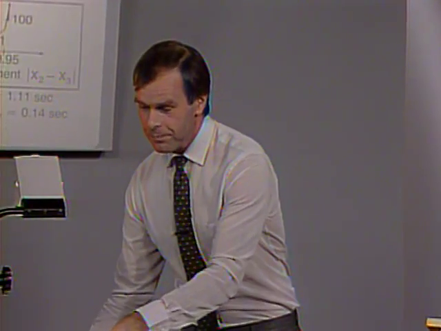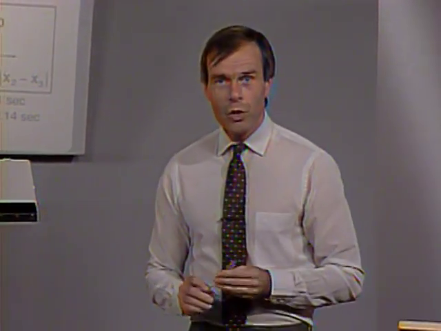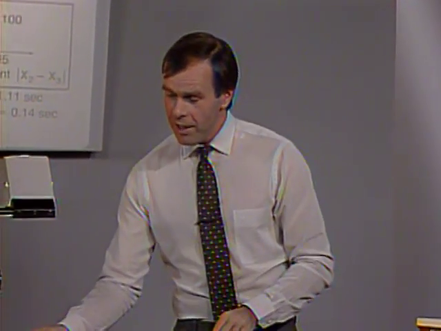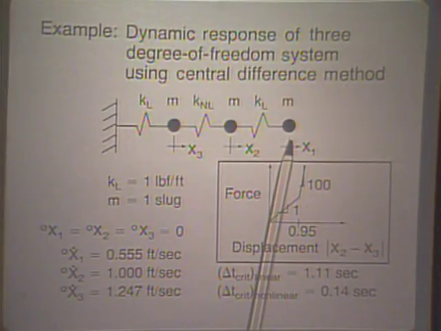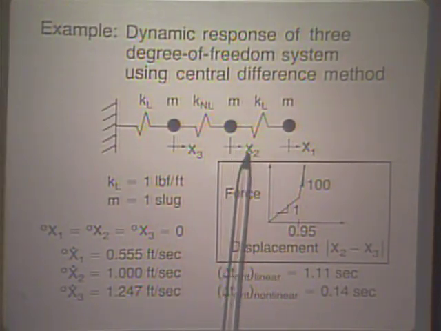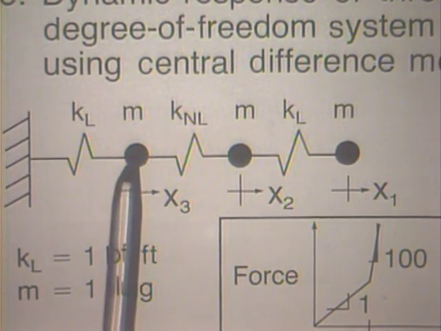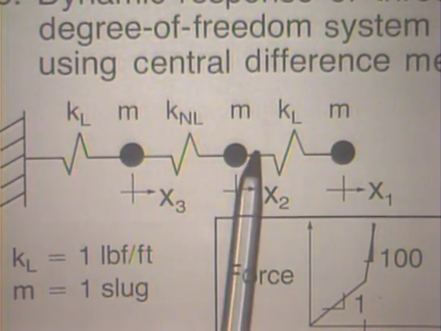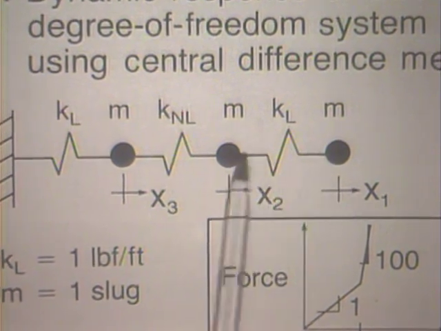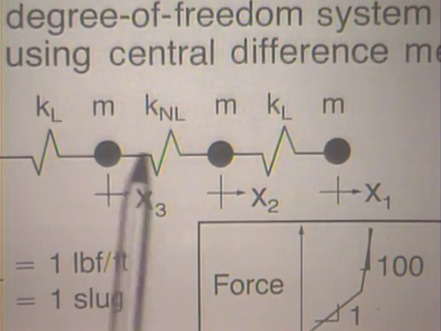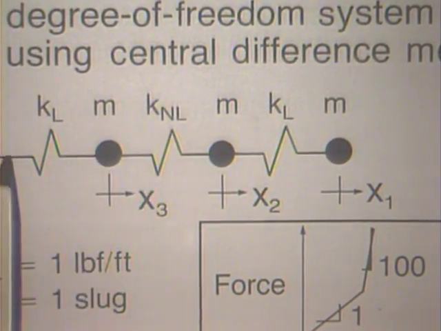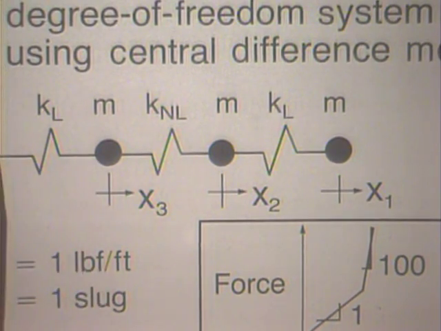Let us now look at another example, a second example, from which we can also learn quite a bit. Here we have a very simple 3-degree of freedom system. These are the degrees of freedom, x1, x2, x3. Notice we have masses m here, and we have a linear spring connecting these masses, a nonlinear spring connecting these masses, and a linear spring connecting this mass to the rigid support.